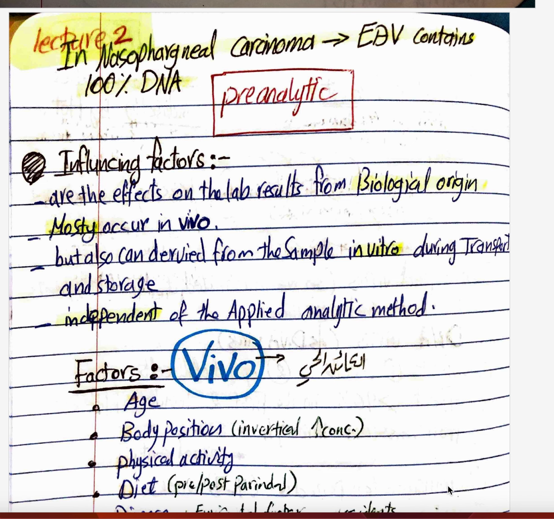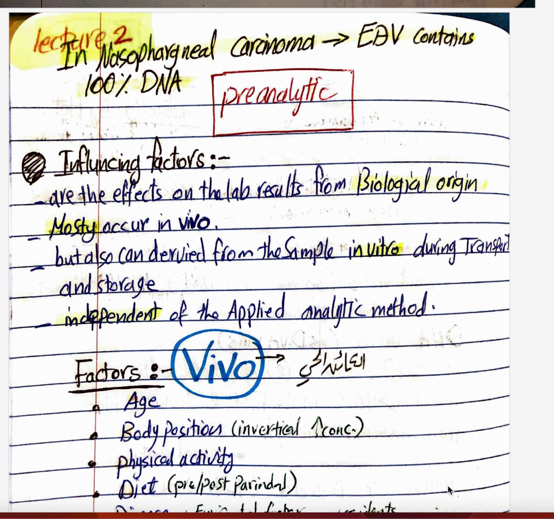So now we understand what influencing factors are. Influencing factors are the factors that affect the lab results, mostly from the biological origin. Again, we can say that they mostly occur in vivo, inside the organism, but some occur from the sample, so we can say in vitro, outside the organism. Does it depend on the analytic method? No, it doesn't depend on the analytic method.